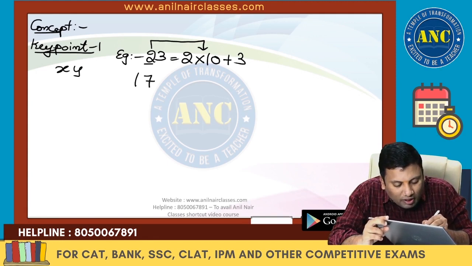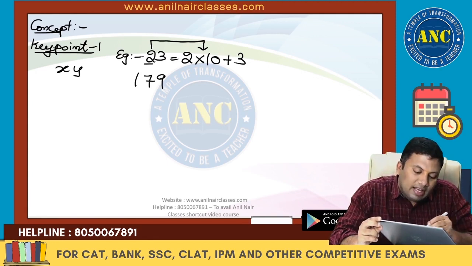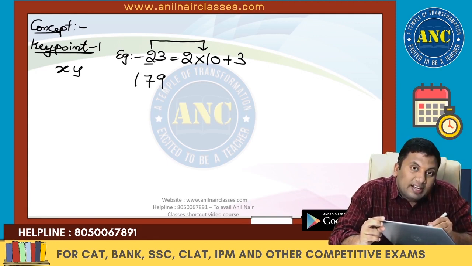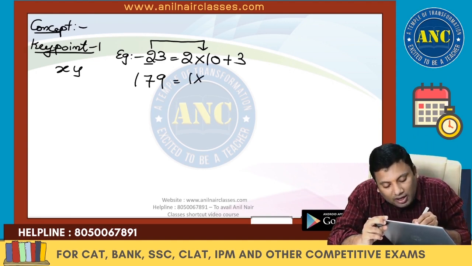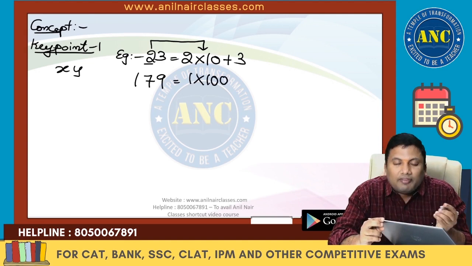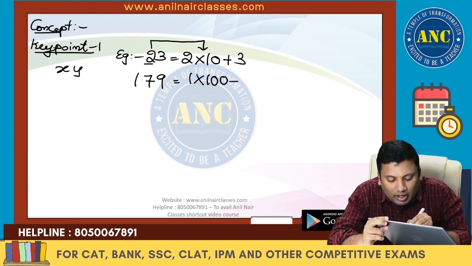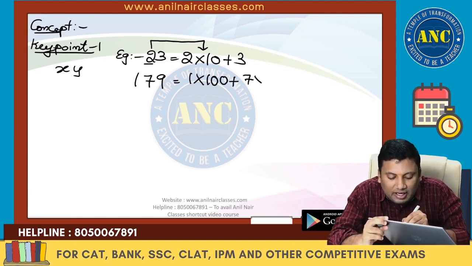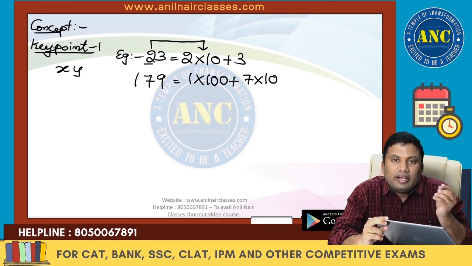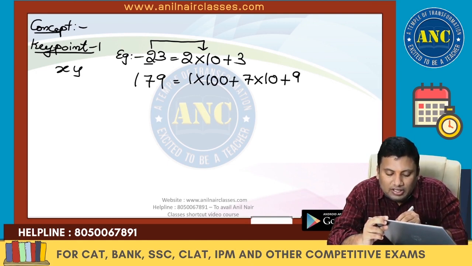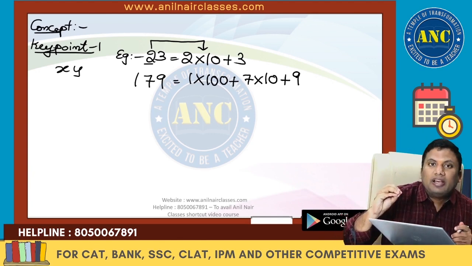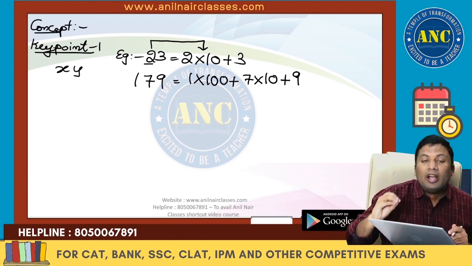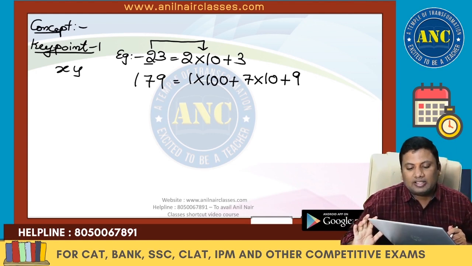Suppose it is 179, 9 is there in units place, 7 is there in tens place, 1 is there in hundreds place. Because 1 is there in hundreds place, the value of 1 became 1 into 100. The value of 7 is there in tens place, so it is 7 into 10, plus 9. I hope the idea is clear. If 7 is there in tens place, the value of 7 is 70. If 1 is there in hundreds place, the value of 1 is 1 into 100.